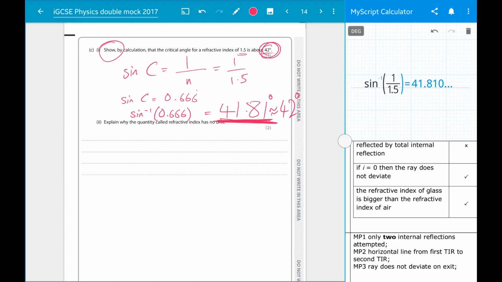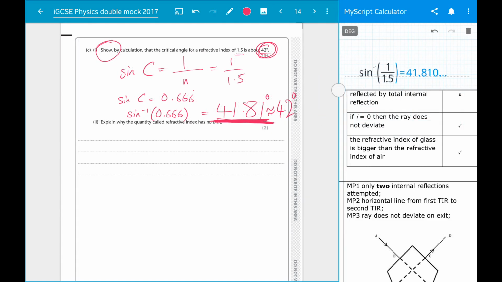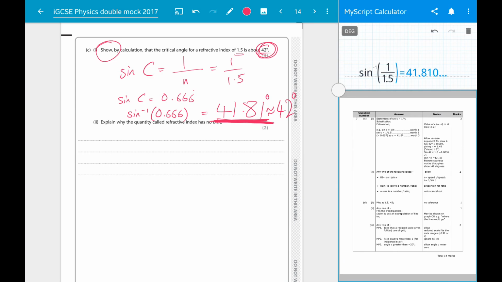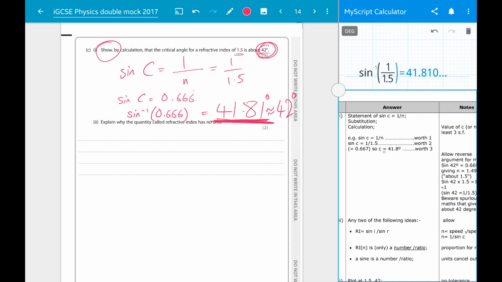So, sorry, we didn't actually look at the mark scheme for this. Let's have a look. So it says here, yeah, 41.8 degrees. If you've written that down somewhere, it's worth 3 marks.